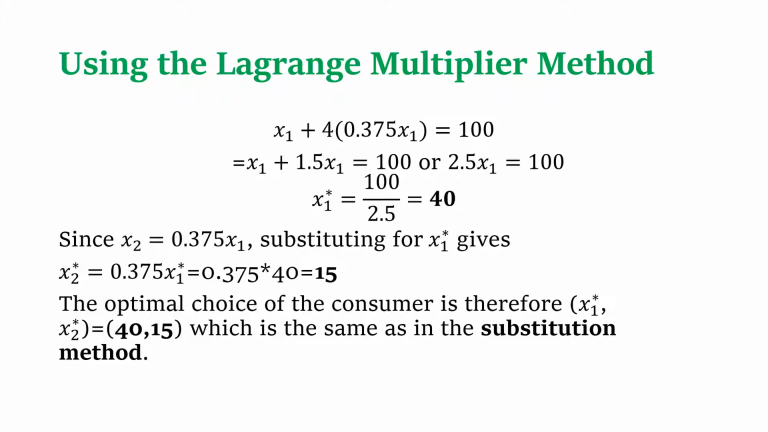40. x2 is 0.375 x1, right? So we just substitute x1 star into that. That gives us x2 equals 0.375 times 40, which is what? 15, right? So what do you notice here? Is this result different from the one we obtained from the substitution method? No, it's the same.